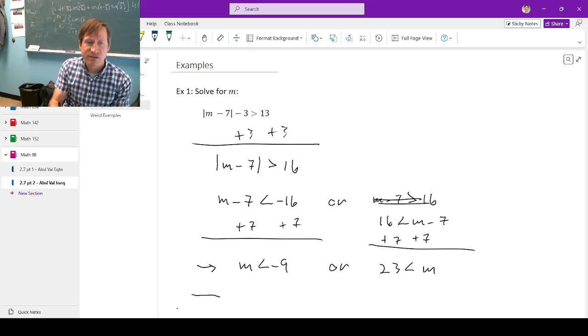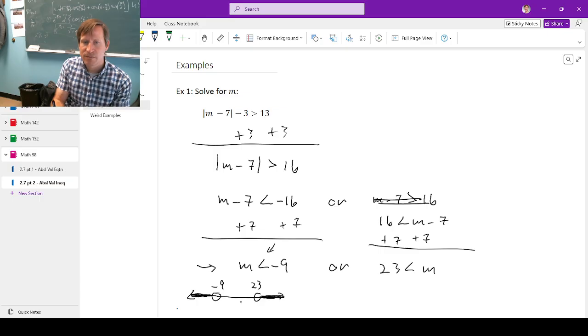If we wanted to graph this, right, we need 23 on our graph. We need negative 9 on our graph. Notice I'm using open circles for 23 and negative 9 because this inequality is not or equal to. Okay, and then let's see, we need to mark everything to the left of negative 9, and to the right of 23, like this.